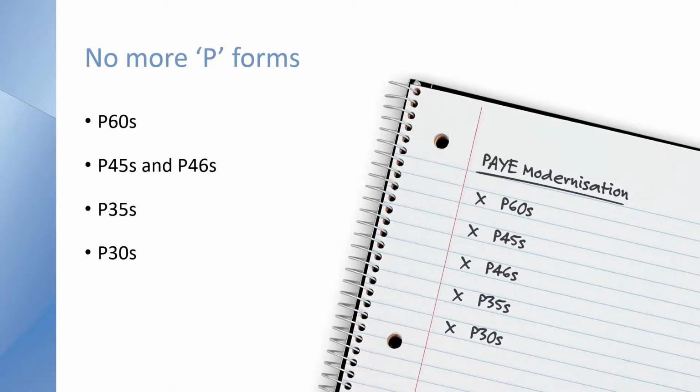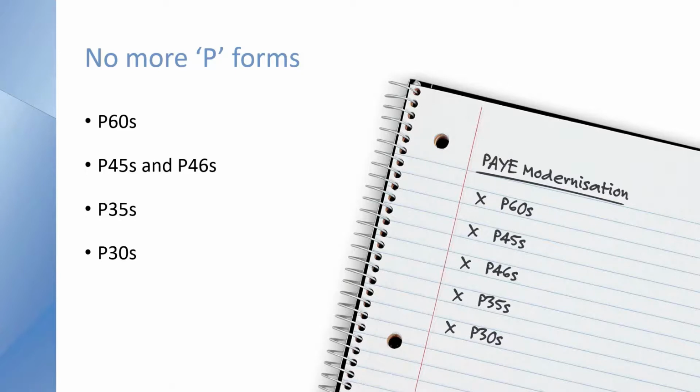One of the benefits of the new system is that there will be no more P forms. At the end of a tax year, the individual taxpayer will be able to view and print their official certificate of earnings and deductions directly from their portal. So this means that P60s will no longer be required.